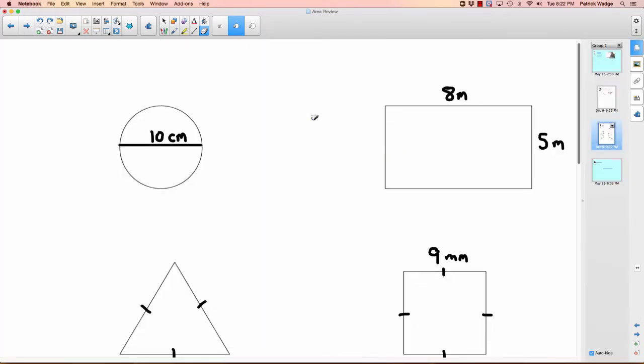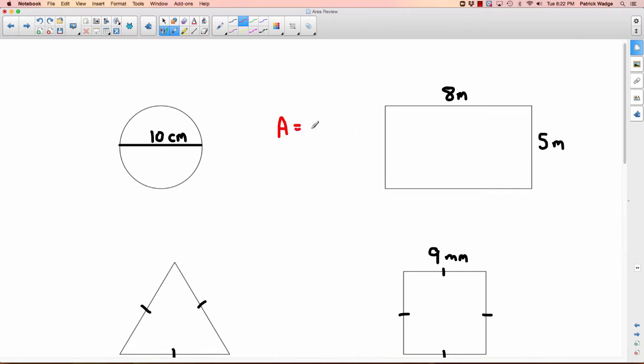So here's our rectangle over here. It's 8 meters by 5 meters, and I want to know what the area is. I'll do it right here. Area equals, remember what the formula is? Length times width, or base times height. Base is here, there's no number, but obviously it's the same as this. So whether you use base or length, it's 8, times height or width, 5. You get 8 times 5. So the area is 40.